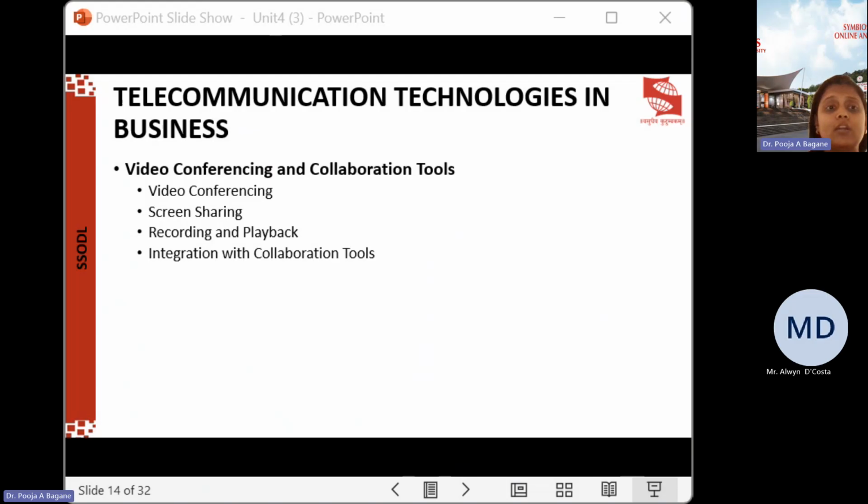So recording is also possible, as well as a playback option, using this video conferencing and collaboration tool. And there is integration with other collaboration tools, for example messaging apps, document sharing platforms, and project management software, to facilitate seamless communication and collaboration.